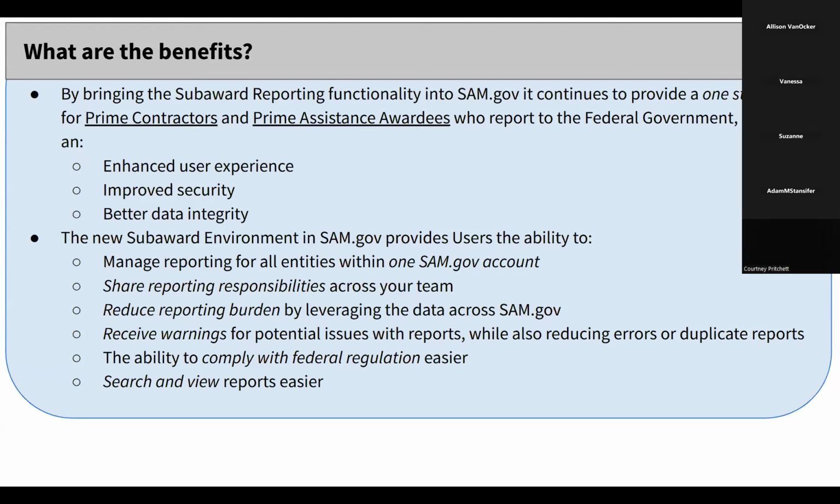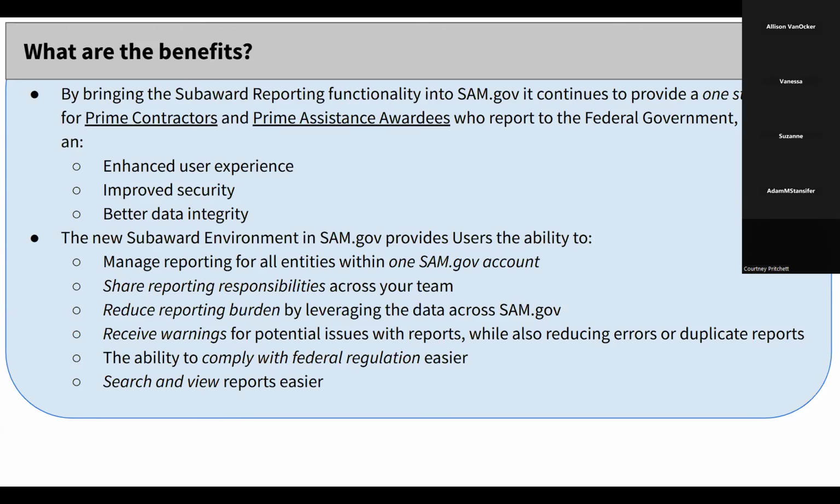The new subaward environment, SAM.gov, allows users the ability to manage reporting for all entities within one SAM.gov account. You no longer need to have, as you may have had in FSRS, multiple accounts. Sometimes I've seen people with tens or 20s of user accounts in FSRS.gov just to report data for your overall entities. Within one SAM.gov account, you can have multiple roles, so you can have a single account with multiple roles to as many UEIs as you need to report for, and you won't need to hop from one account to the next to make sure that you are reporting your subaward activity.